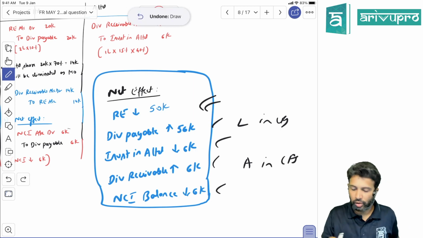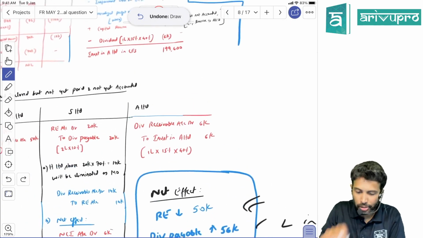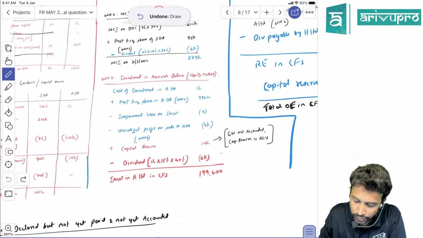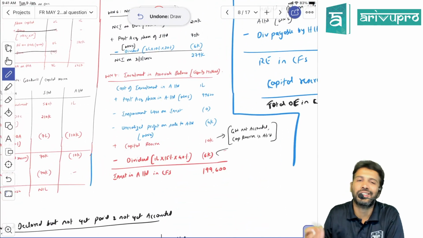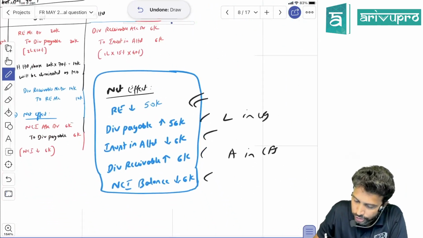For that we do a working note. Its balance has to be reduced by 6,000. So come back to the investment in associate working note. You have to write less dividend 6,000 rupees. That is our adjustment. Okay, sir. So this is also done.